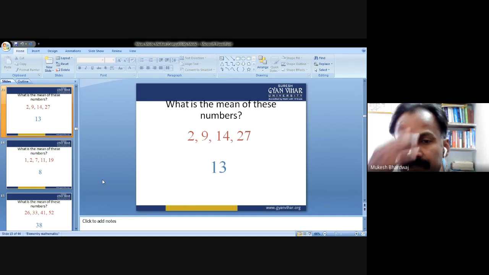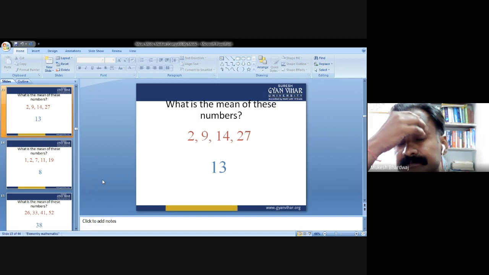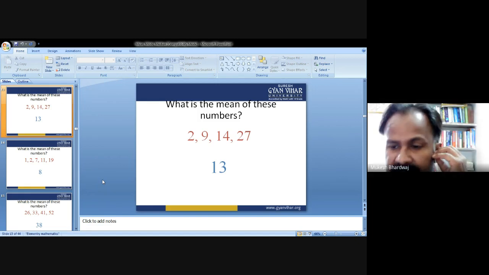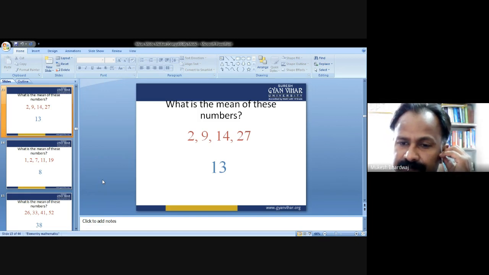So 52 divided by 4. Should I move forward? Pardon, please. 52 divided by 4, 13.